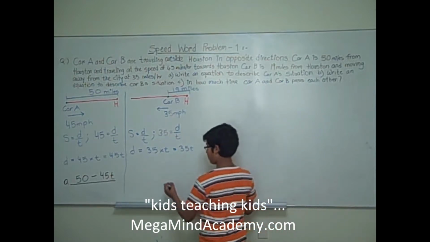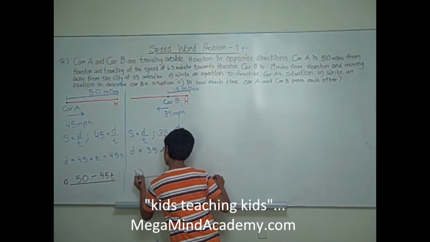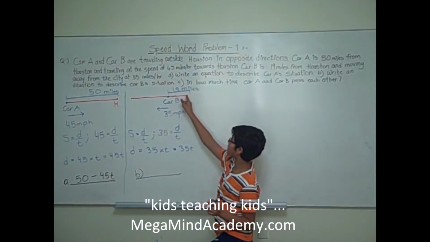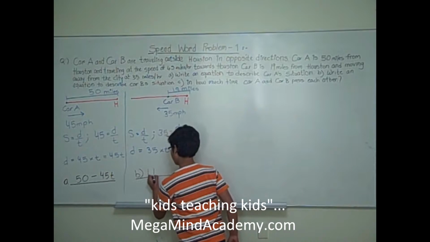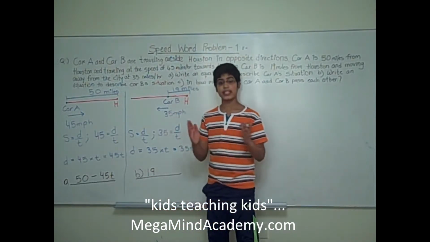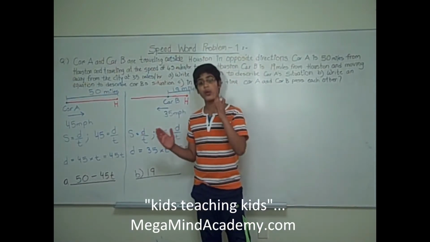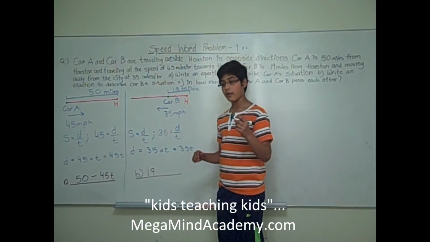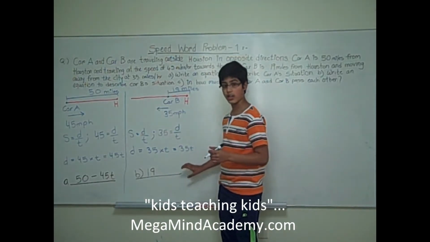Car B, well, let's first. So car B is 19 miles away from Houston. So let's write 19. And it is increasing the distance between itself and Houston because it is going away from Houston. So we have to add, because when we add, we are making the distance longer.